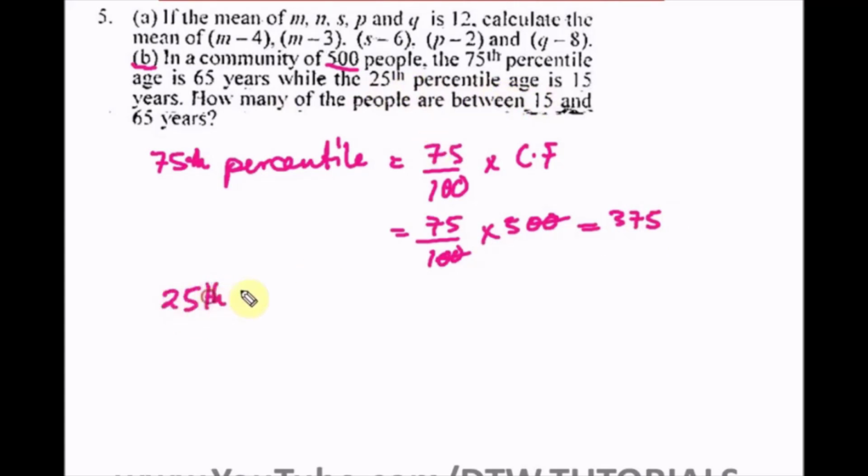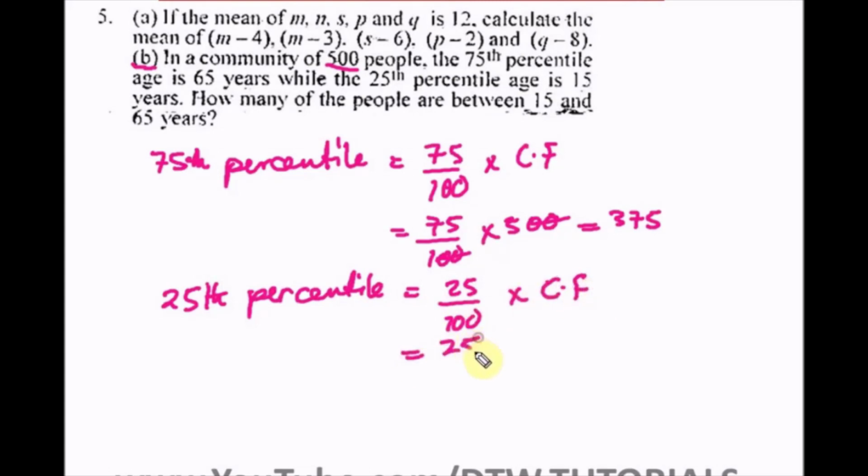Then for your 25th percentile, it is 25 over 100 times your CF, your cumulative frequency, which is 25 over 100 times 500. This 20 will cancel out this 20, so we're left with 25 times 5, and that will give us 125.